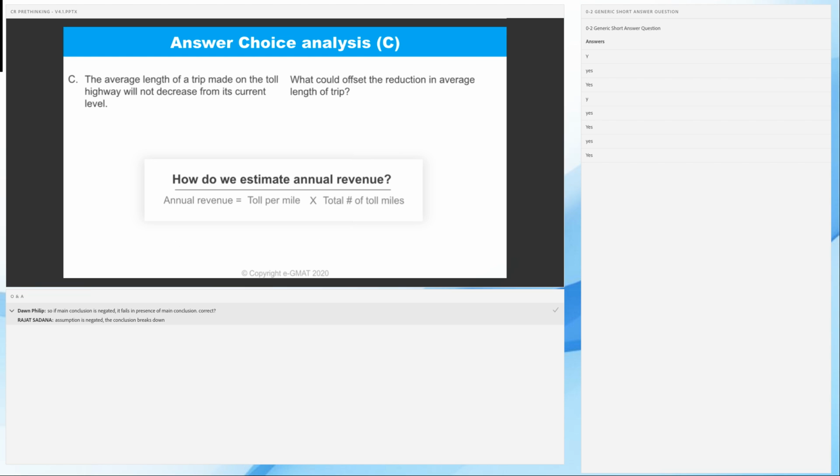Choice C talks about the average length of the trip made on a toll highway. If that decreases, what can compensate for shorter trips? If last year the average length of the trip was 20 miles, now it's 18 miles, more trips can compensate. Again, not must be true. Again, a strengthener, but not a must be true.